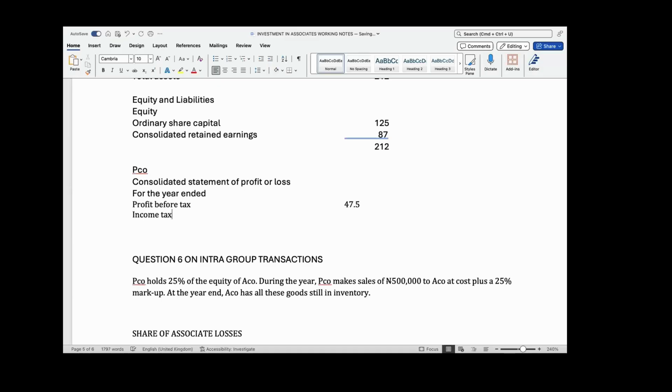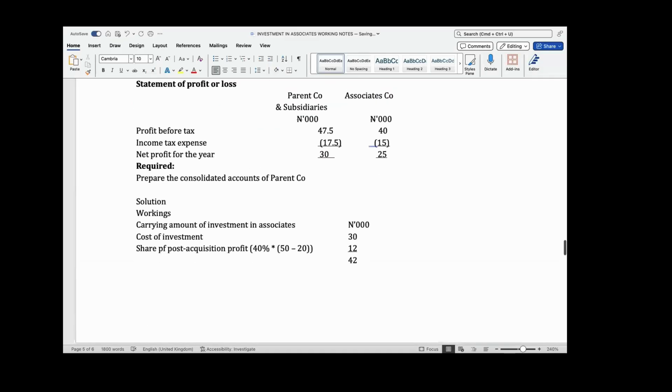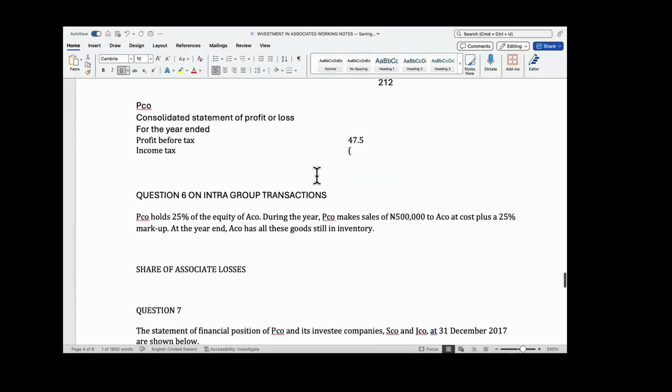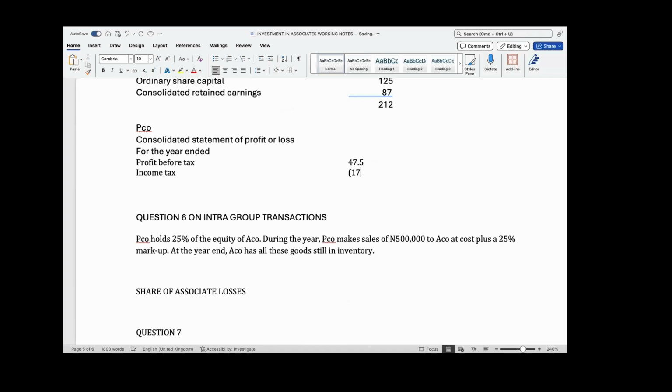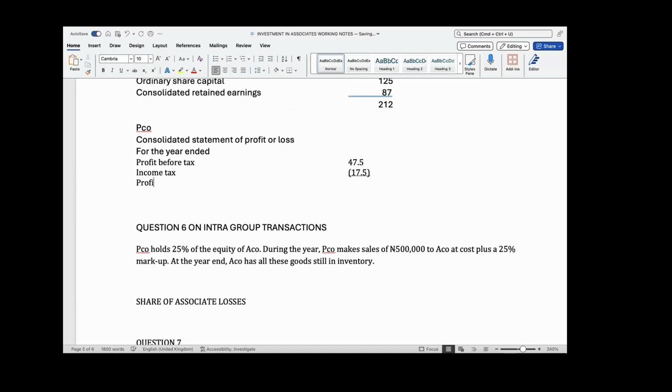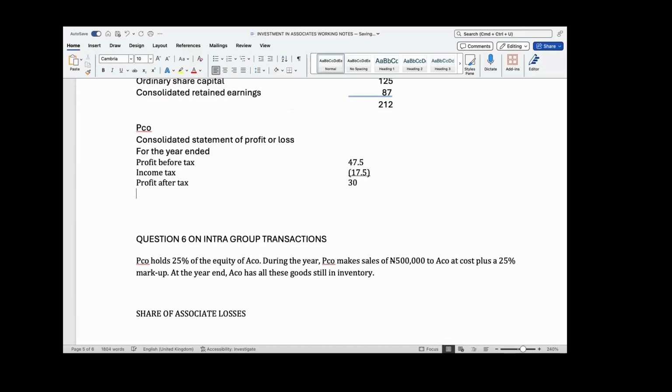Then our income tax, how much is it? We have 17.5, leaving us to profit after tax of 30.